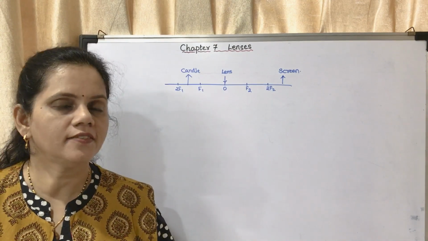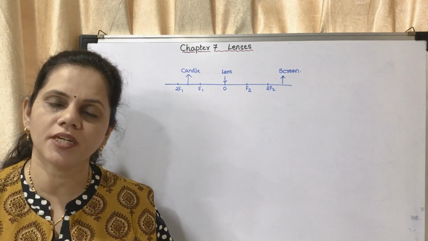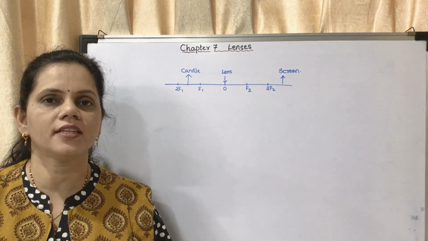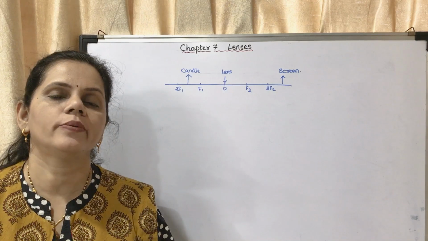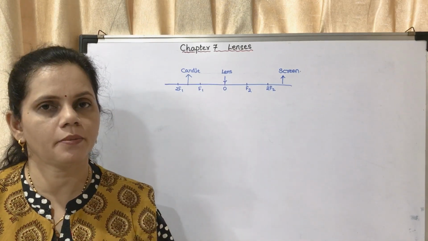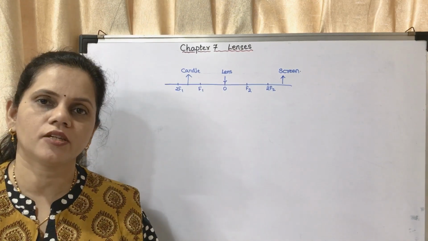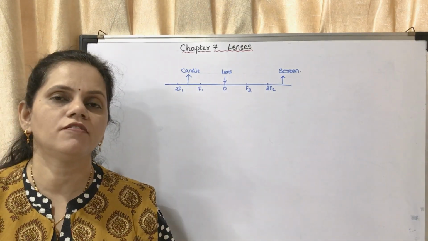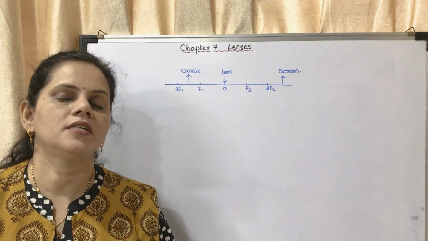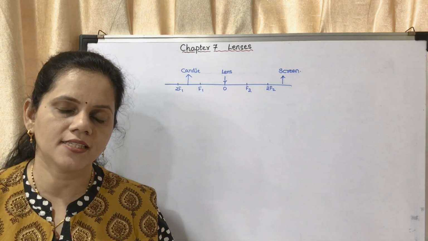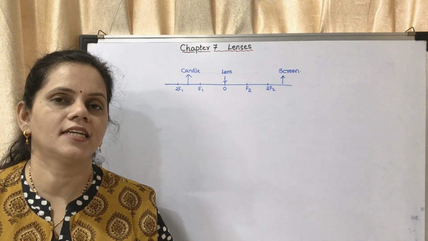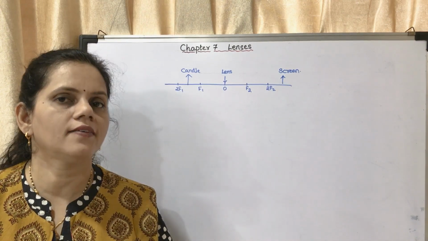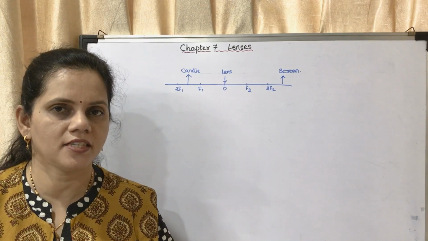So in the other lecture we studied the different terminologies related to lenses. What were the terminologies? We studied center of curvature, radius of curvature, principal axis, optical center, principal focus of convex lens, principal focus of concave lens, why a convex lens is said to be a converging lens, and why a concave lens is considered to be a diverging lens.